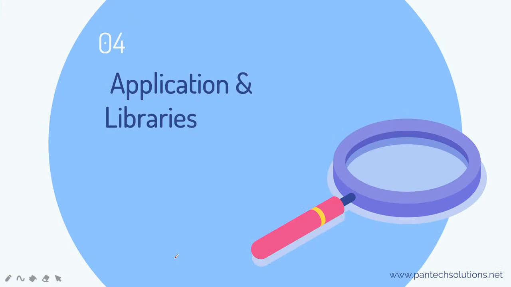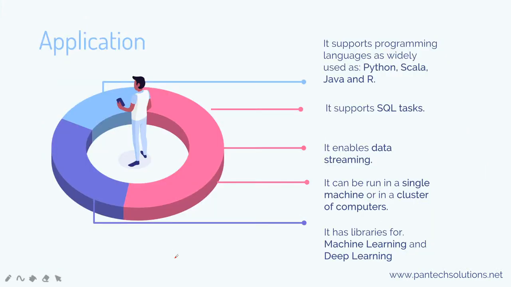And what are the applications and libraries? What is the main application of PySpark? It supports languages like Python, Scala, Java, and R. These are the four main, topmost languages it supports.